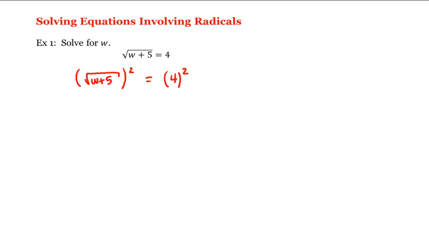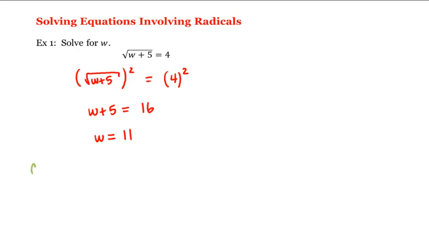However, we have to be very careful when we square both sides of an equation that we check our answers at the end, because we could come up with extraneous solutions. All right, so we have w plus 5 is equal to 16, and subtracting 5 from both sides gives us w is equal to 16 minus 5, or 11.